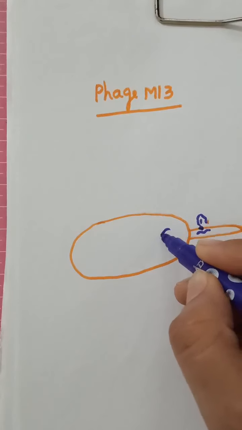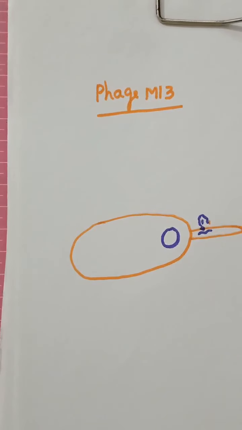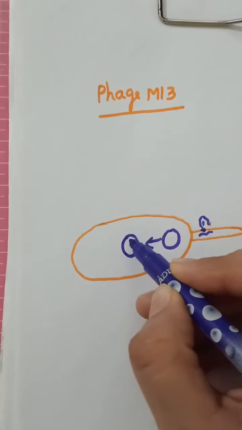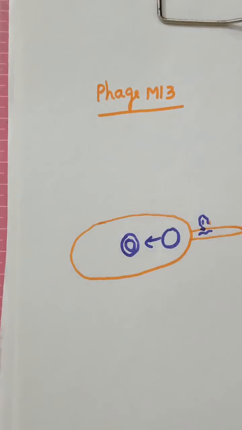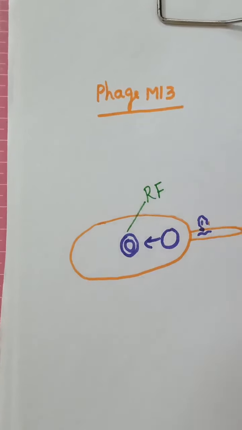This is its DNA. It has single stranded DNA. This is very important: the DNA of this virus is a single stranded circular DNA molecule having about 6,407 bases. When it lands on the sex pilus and delivers its DNA to the host cell through the lumen of the pilus, after delivery, this DNA gets converted into double-stranded DNA, which is known as the replicative form or RF form.